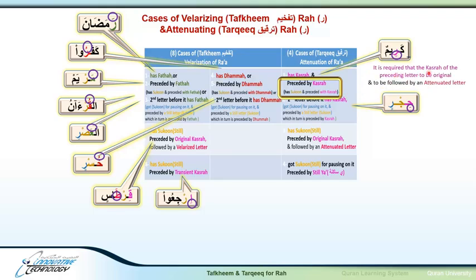Now, it is required that the kasra of the preceding letter to be original and to be followed by attenuated letter. If the kasra is original but followed by velarized letter, it ends up, when there is a sukoon, to have velarization of the ra. While, on the other hand, if it has sukoon, similar to that, preceded by original kasra, but followed by attenuated letter, it will lead up to attenuation of the ra.